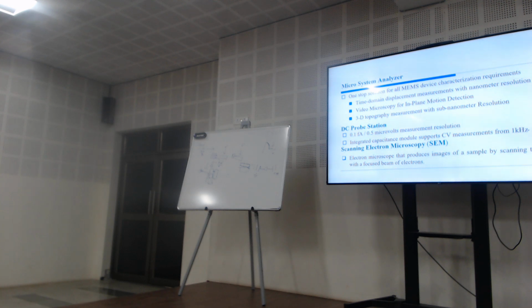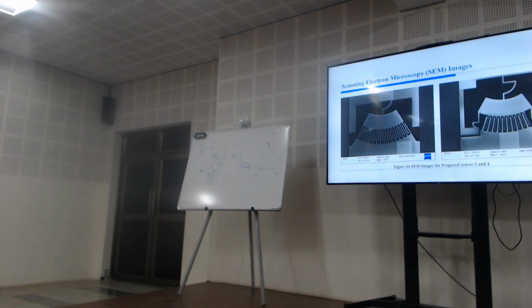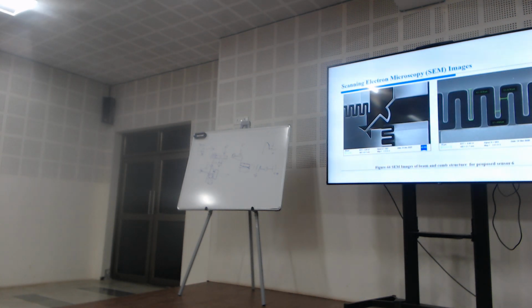About the micro analyzer, DC probe station, what can I do with them? With the micro analyzer, we can go for in-plane motion, meaning all mobile displacements I can measure along with eigenfrequencies. With the DC probe station I can go for CV characterization, and with SEM I can get accurate images. And these are the fabricated devices.